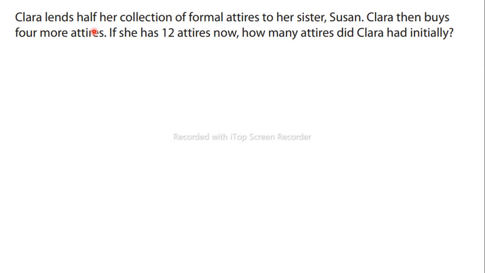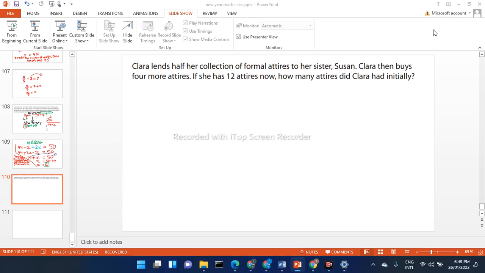Clara lends half her collection of formal attires to her sister, Suzanne. Clara then buys 4 more attires. If she has 12 attires now, how many attires did Clara have initially? What do we mean by initially? Initially means at the beginning, from the beginning. So let's try this one on your own.